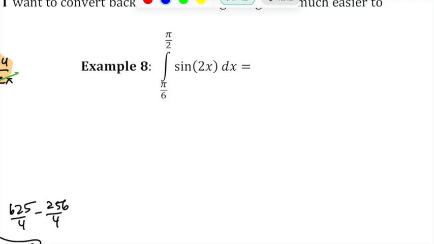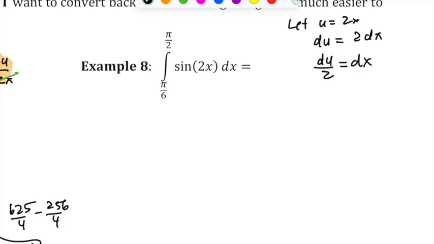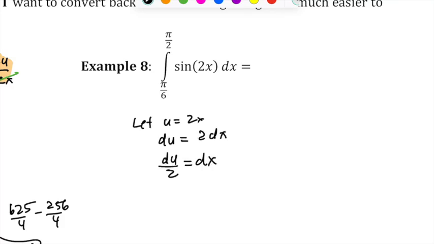So now number 8, we're going to use our trig functions. We're going to let u equal 2x. Our du is going to be 2 dx. And then solving, we're going to get du over 2 is dx. So substitute your variables in. That's going to be sine of u, and then du over 2.